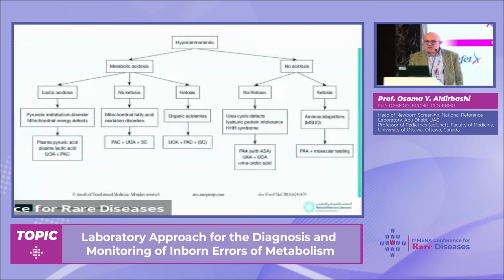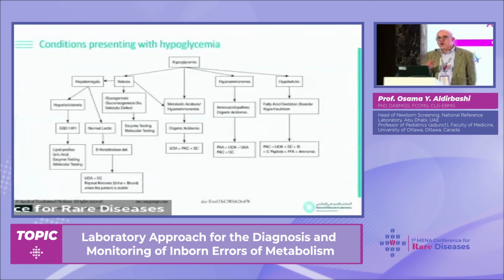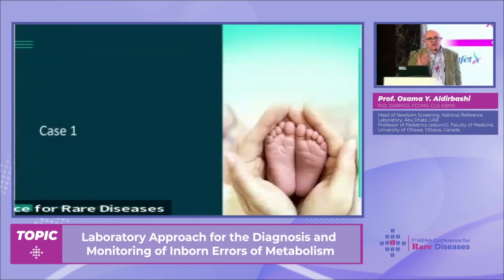And again, this is the group of disorders that can present with hypoglycemia, mainly fatty acid oxidation disorders or carbohydrate disorders, or even some organic acidurias. And again, we use a similar algorithm to tell which disorder we are dealing with. Now, for practicality, I'll show you a case or a couple of cases where we go through and see what we can do using the main three tests that I indicated: plasma amino acid, urine organic acid, and acylcarnitine.